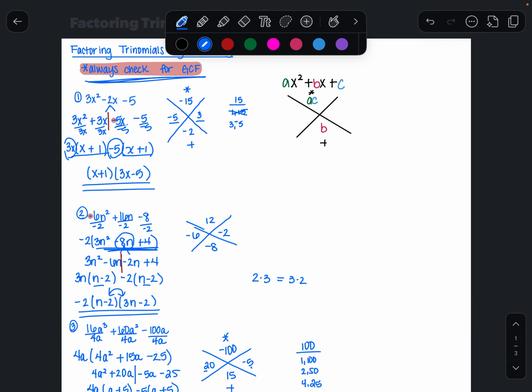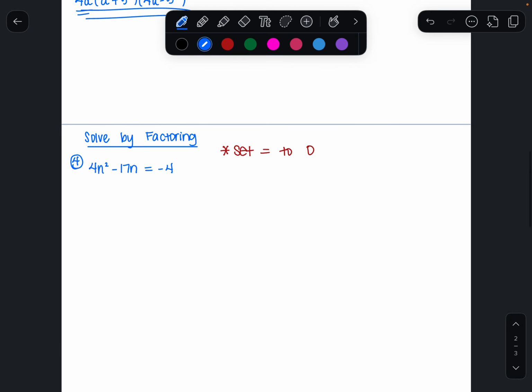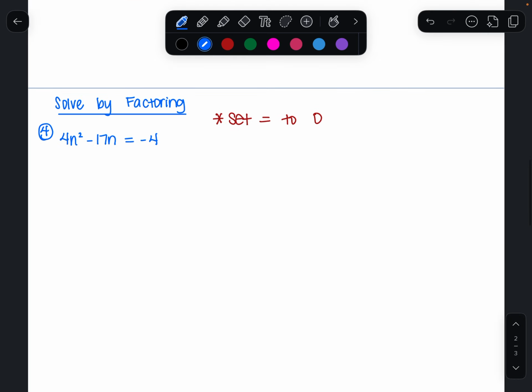All these examples have been expressions. So sometimes you're going to be given a problem where it says solve by factoring. So factoring is the way that we get to a solution to a variable. You're going to see a lot of similarities here. But one thing you have to realize is, first of all, when it says solve by factoring, we are dealing with an equation, so it has an equal sign. And then the other thing is we need to set the entire equation equal to 0.